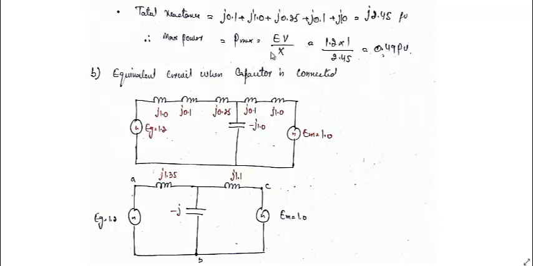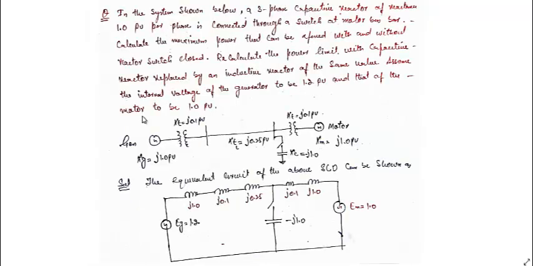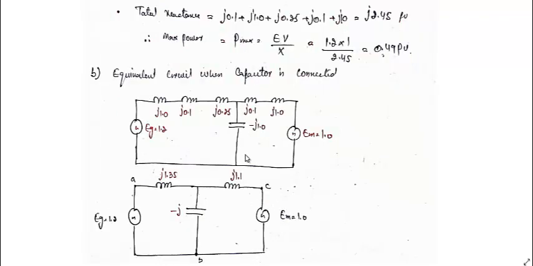So maximum power P max will be EV by X, that will be equal to 1.2 into 1 divided by 2.45, that's equal to 0.49 per unit. This is without the capacitor. Now we will use the capacitor over here. When we use the capacitor over here, the equivalent circuit becomes like this.